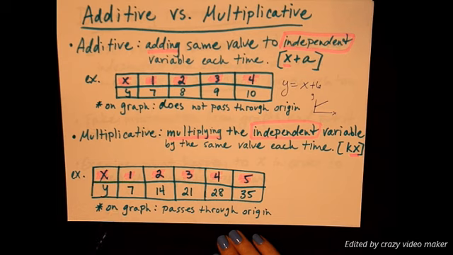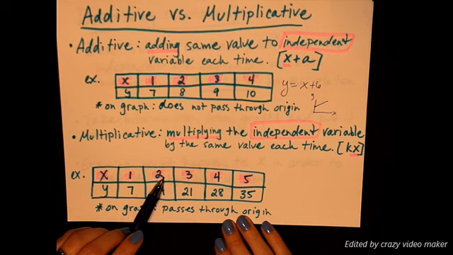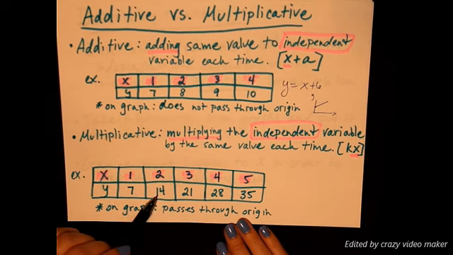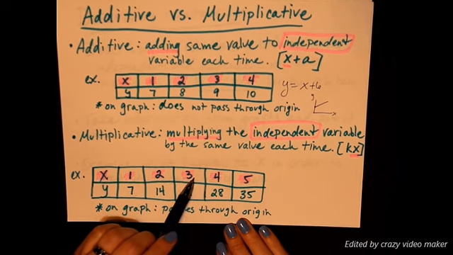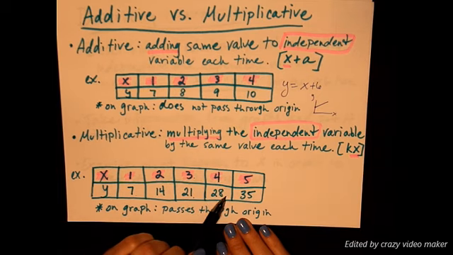For 1, I could multiply it by 7 and get 7. So let's see here. If I take 2 and I multiply it by 7, what do I get? 2 times 7? 14. That's what I'm supposed to get. If I take 3 and multiply it by 7, I get 21. 4 times 7 gives me 28. 5 times 7 gives me 35.